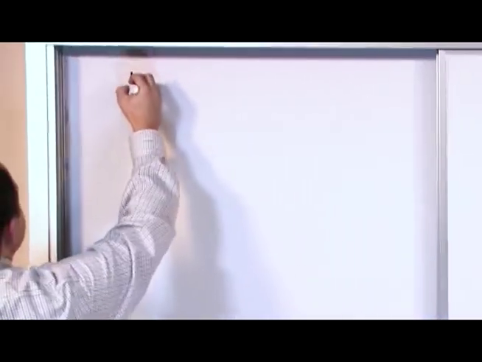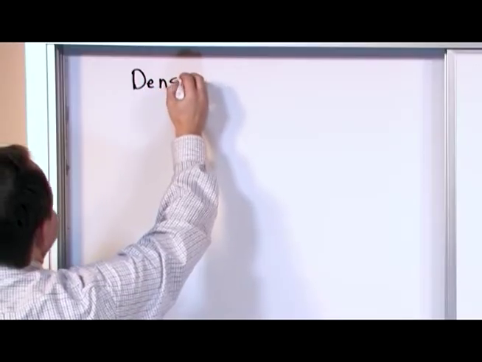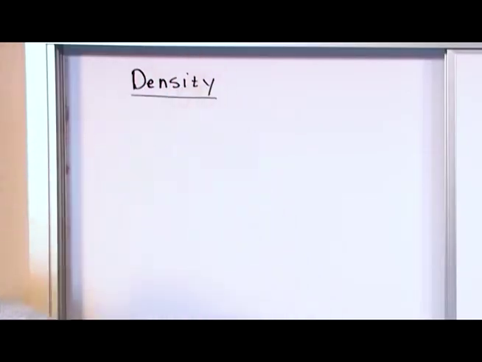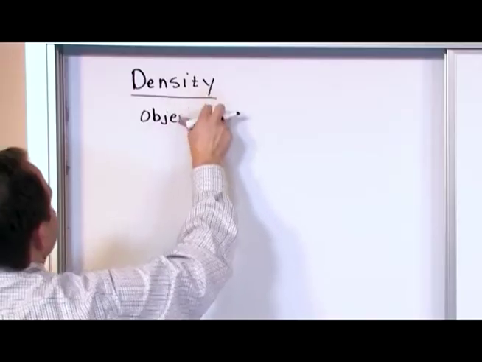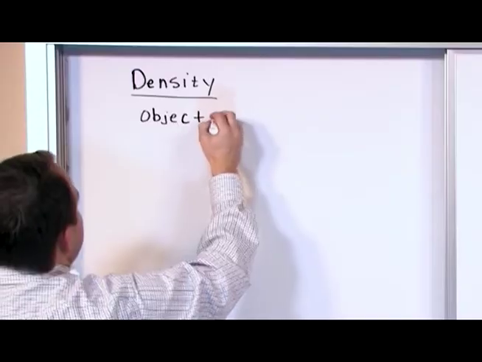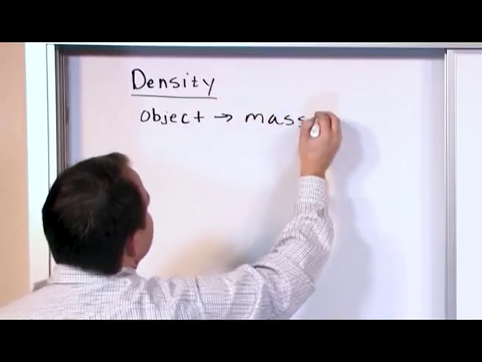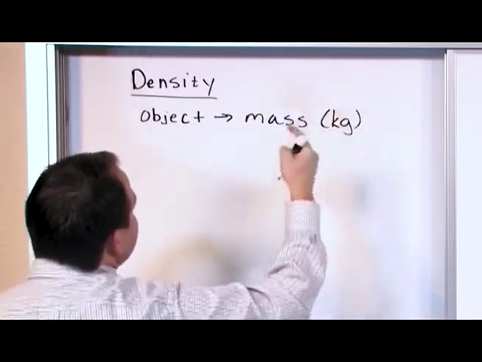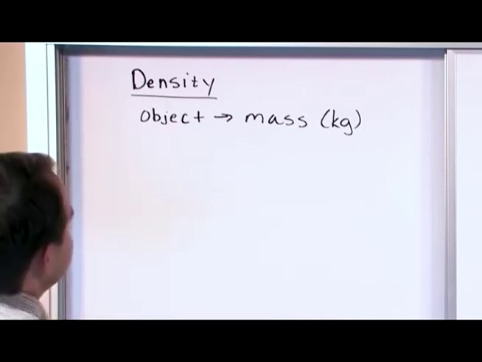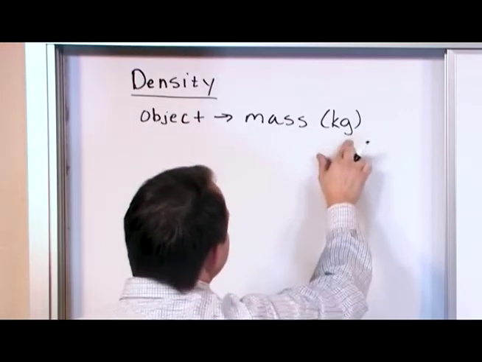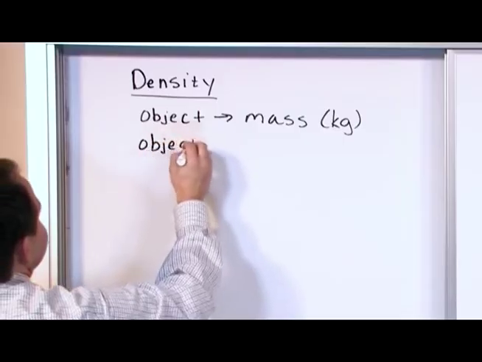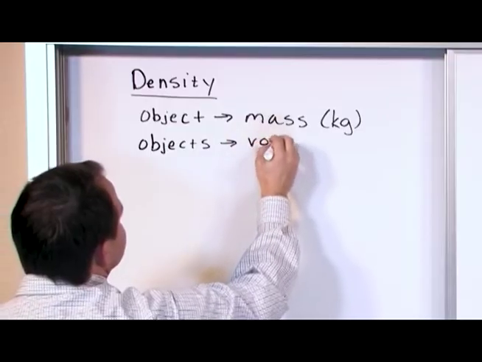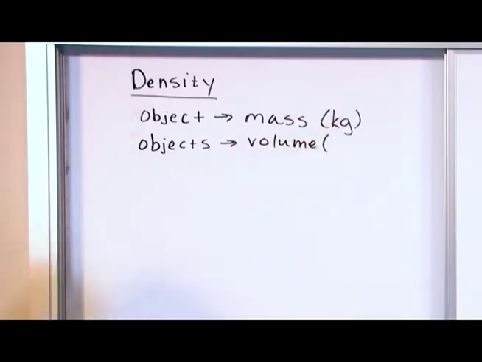So let's go and put some numbers to it to make sure you understand. So we're talking about the topic of density. All right. So what we know is that an object has a mass in kilograms. You can measure it in grams, you can measure it in kilograms, you can measure it in other units, but these are all basic units of mass. And we also say that objects have a volume. Now this volume can be measured many ways.